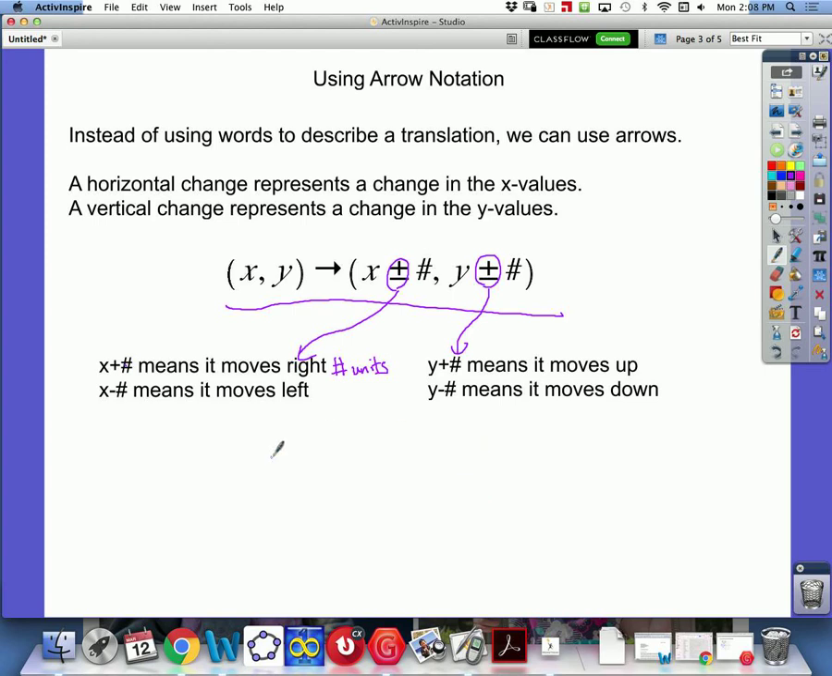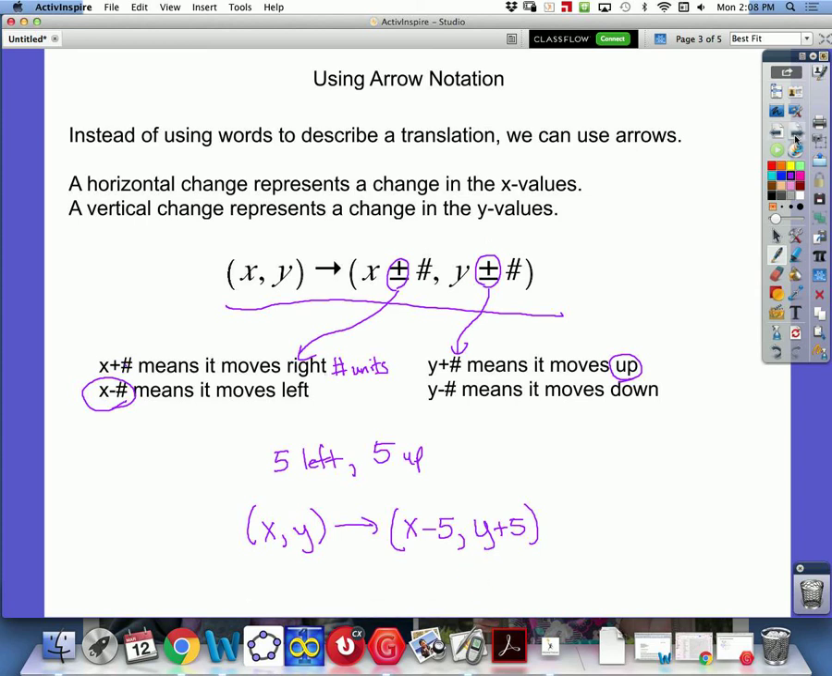So if we take the rule on the first page, which was 5 left and 5 up, this means that I had an x and a y coordinate. And since it moved to the left, I look here on my key, and that means I'm going to use x minus 5. And then it said 5 up, so here's where I see up. That's my y, so that's y plus 5. So when I see this, now I know this means left and up.